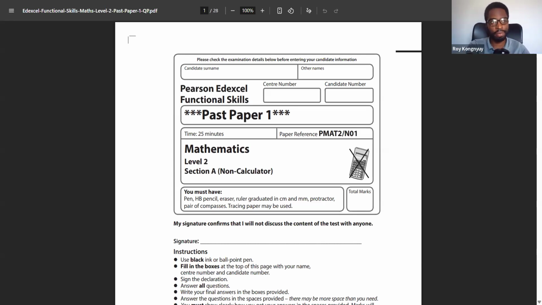If you're just tuning in, remember that these sessions are designed to help you along with functional skills maths. We just go through functional skills maths past papers for an hour. I go on for an hour. If you can bear with me for an hour. And so yeah, it's not very complicated.